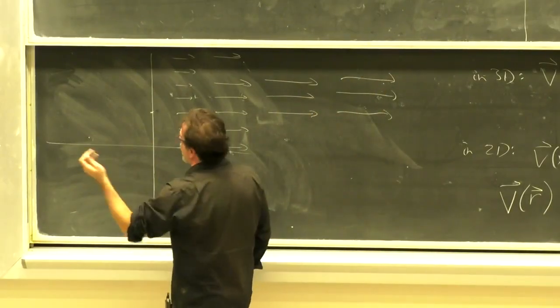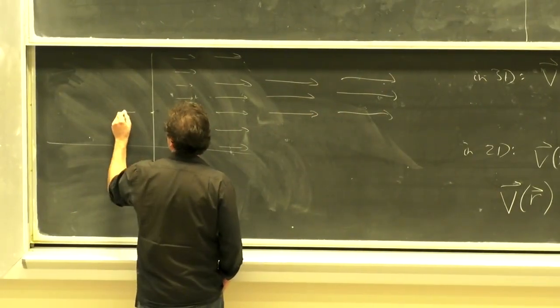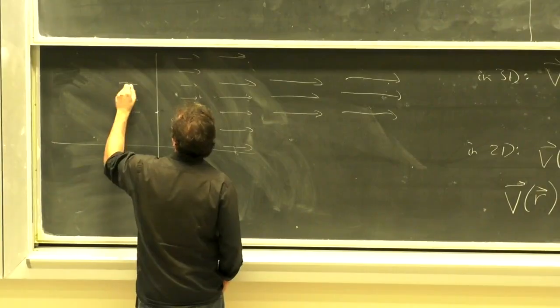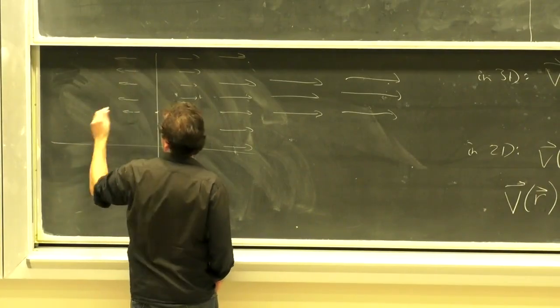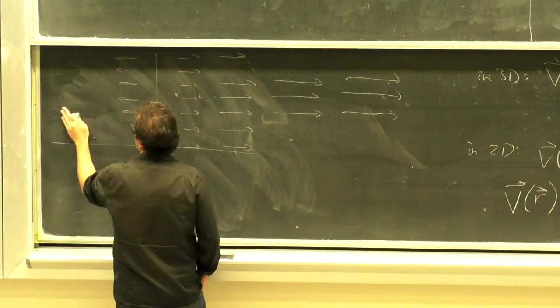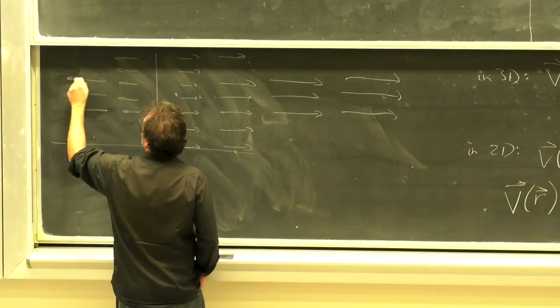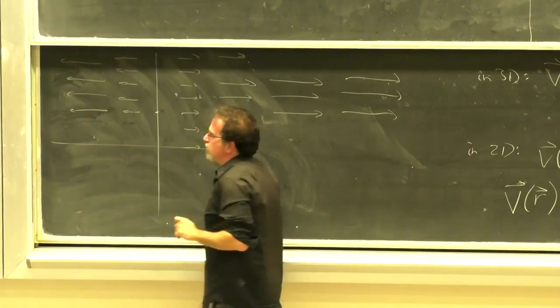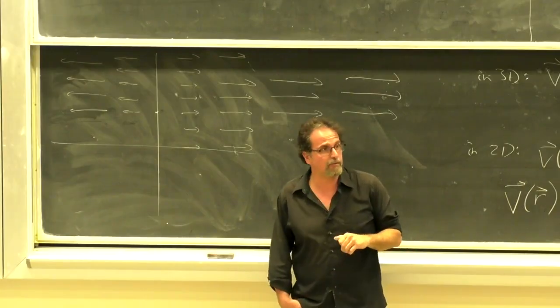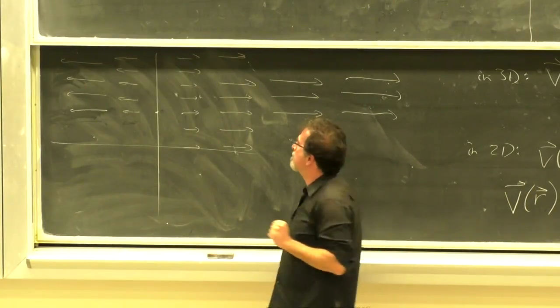And for x negative, it's doing the same thing, but pointing in the opposite direction. Invariant in y, getting larger. Well, that's a little ridiculous, but getting larger as you get farther away from x equals 0. So that's a simple vector field. Okay?